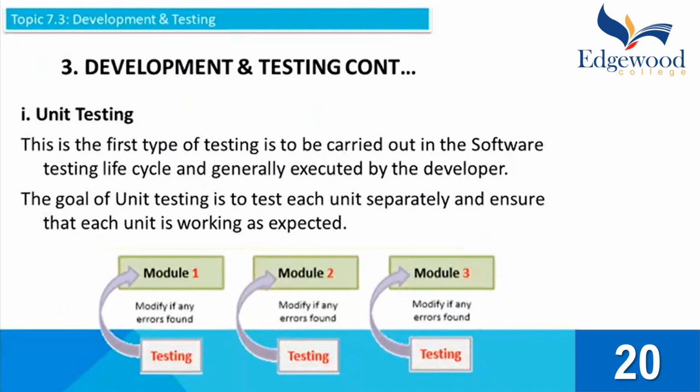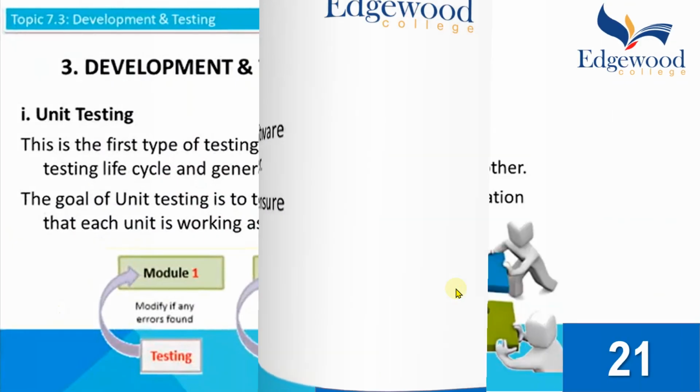For module one, we're going to modify if any errors are found. We'll test the first module, and we'll test the second module, and we'll modify if any errors are found. We'll test the third module, and we're going to modify if any errors are found.